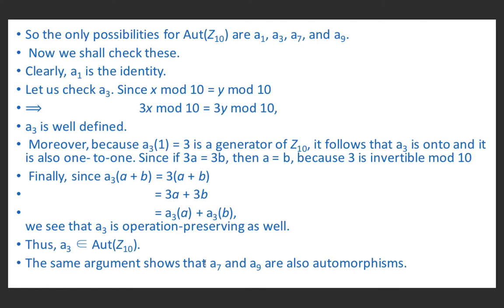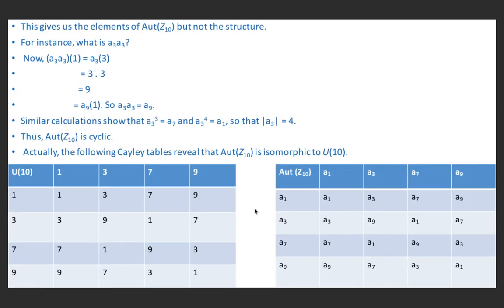Similarly, we can show that A7 is also an automorphism, A9 is also an automorphism. So A7, A9 also belong to the automorphism group of Z10. Now this gives the elements of Aut(Z10). We have found the elements, which are A1, A3, A7 and A9, but not the structure. For instance, what is A3 of A3? We will check here.